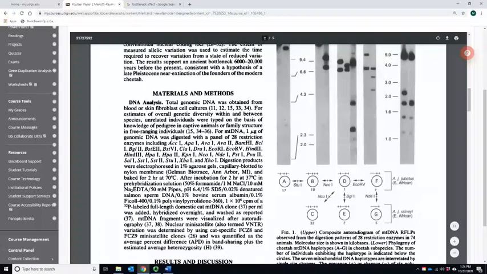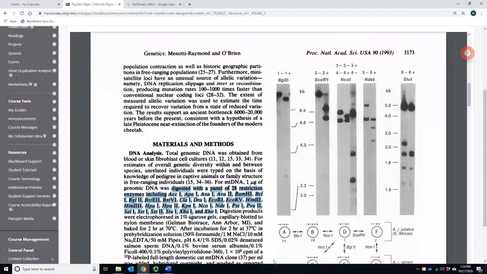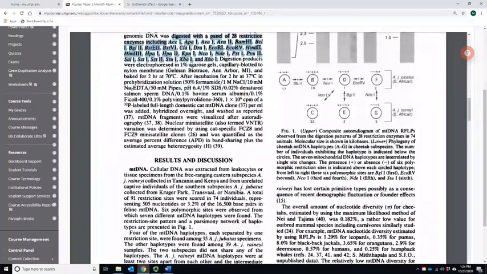Now, notice they had to use 28 different restriction enzymes to be able to find the few that gave different patterns. So it was a very labor-intensive way to do it, and today we can do it much more easily by just sequencing the entire area, and that way, if we get good sequence, we can identify every single genetic differentiation, every polymorphism present in that population.